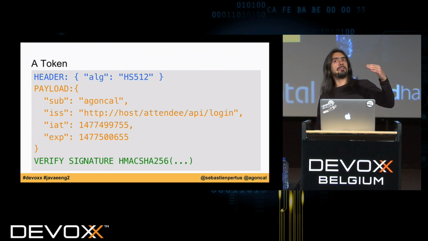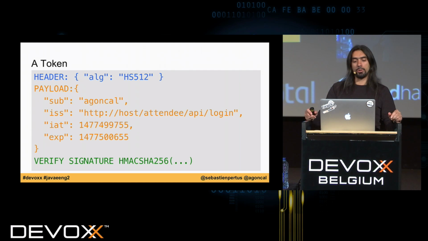The specification, the JSON Web Token, gives you a set of claims. Sub is the subject. I'm logged in. My user is Goncalves. I can even put the role here. I'm a super administrator, or I'm just a user.